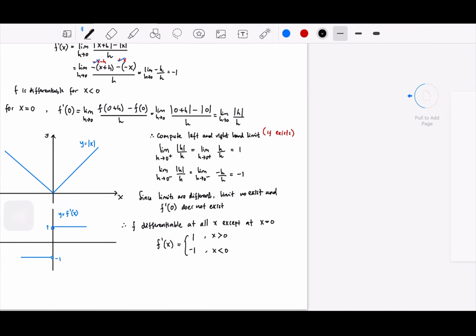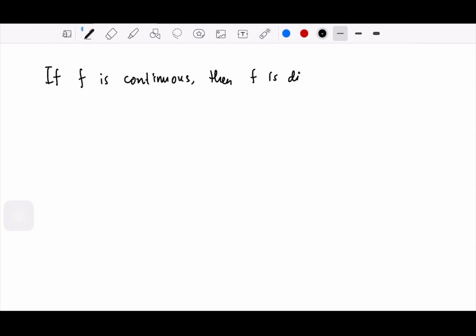Okay, now we move to another theorem. So let me write two points and let me ask the question: if f is continuous, then f. Do not write first. Okay, I just want to check first.